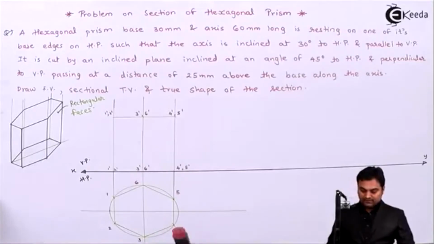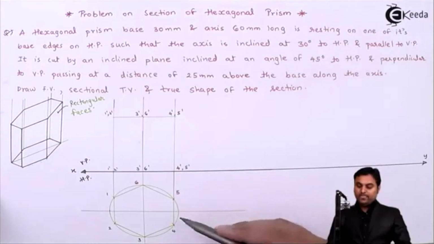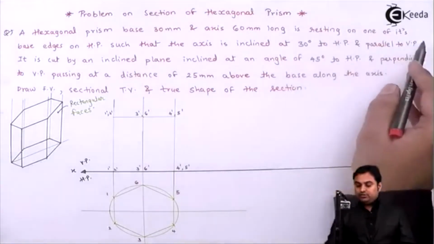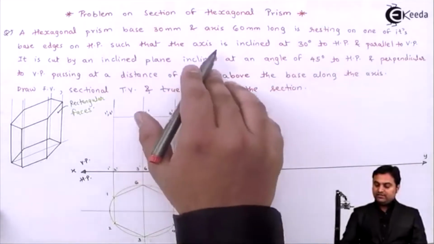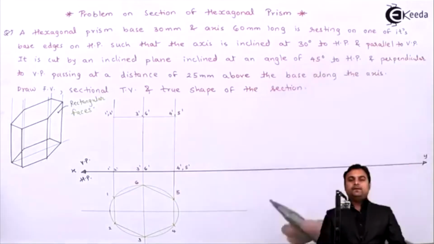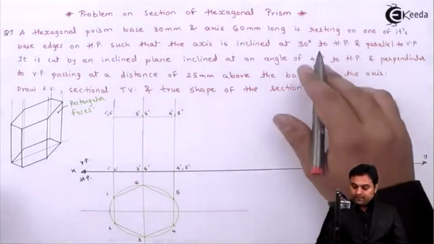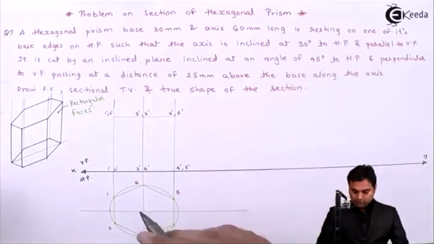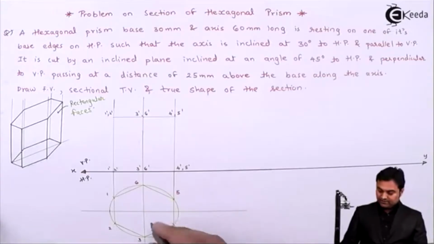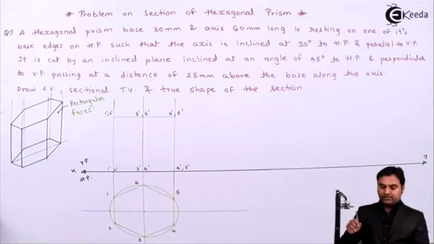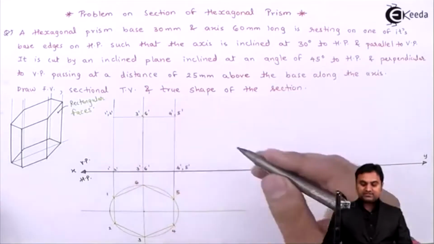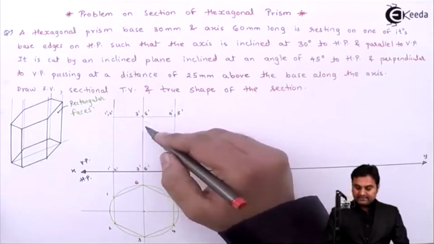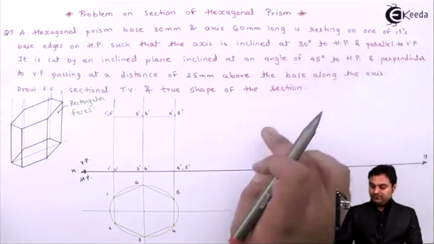Next, after this, here we can see that this hexagonal prism is resting on an edge 4, 5, and that was given in the question. It is resting on one of its base edges. That base edge is 4, 5. Now the condition is such that the axis is inclined at 30 degree to HP. See, inclination with HP is given, and that inclination will be seen in VP. So axis, if I see here for this hexagonal prism, the axis is at the center, looking like a point in the top view, and it is a line in the front view, coinciding with 3 dash, 6 dash. So here is the axis. That axis is inclined at 30 degree to HP. It will be seen in VP.